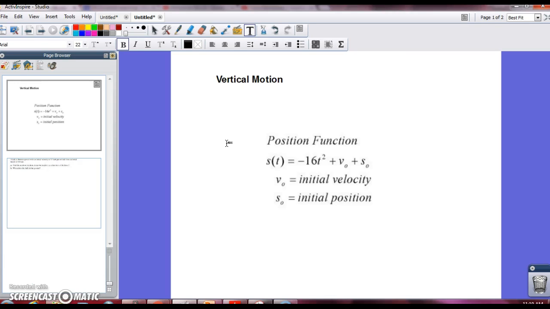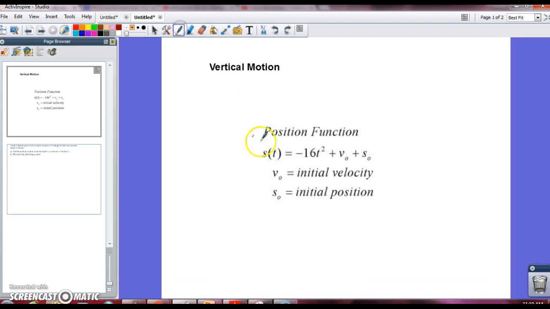S of t is equal to negative 16 t squared plus v sub 0. And actually, there should be a t in there. V sub 0 t plus s sub 0. Okay, and that negative 16 would be used if your measurement is in feet. So this is your feet per second. If it was meters, then you would use negative 9.8 as your number there.